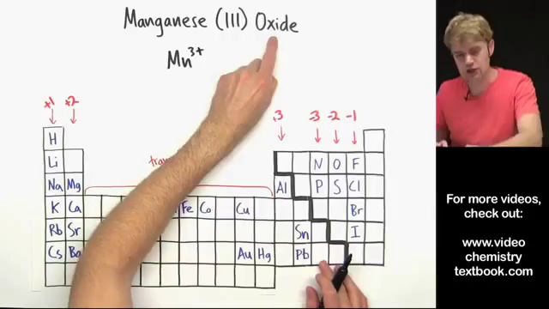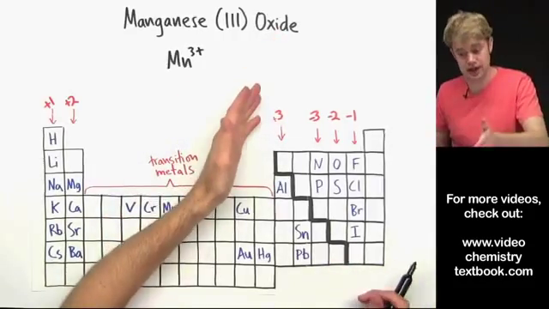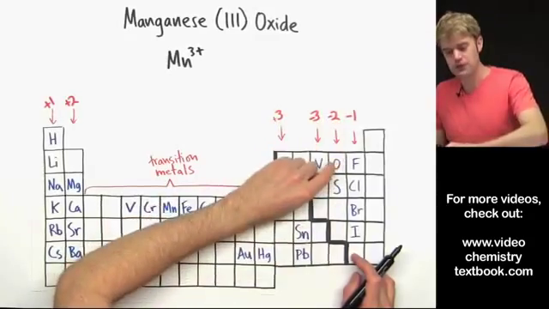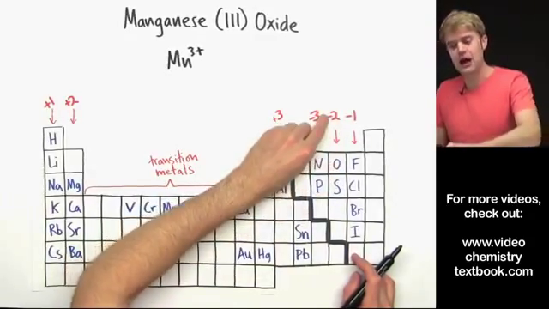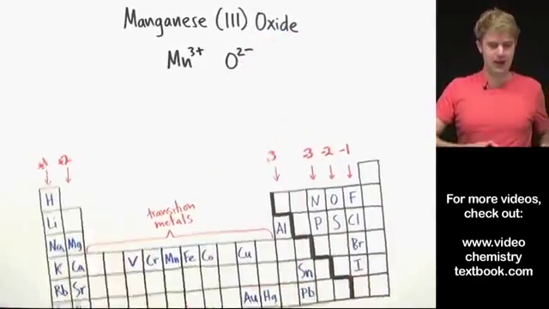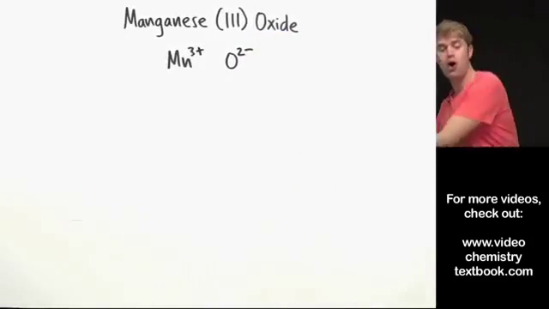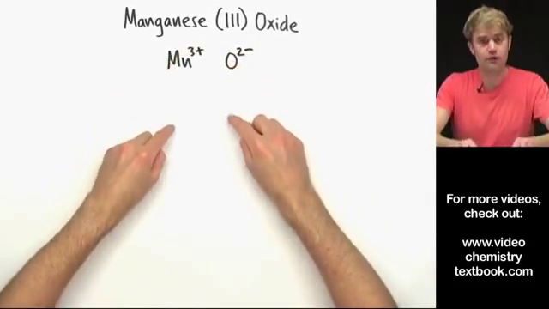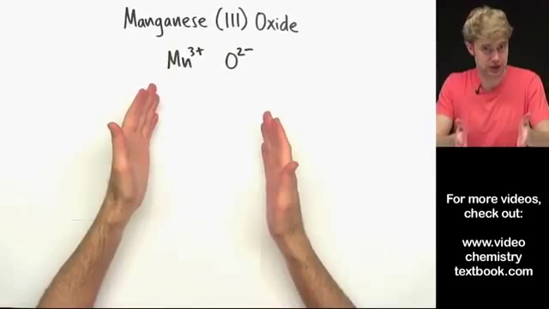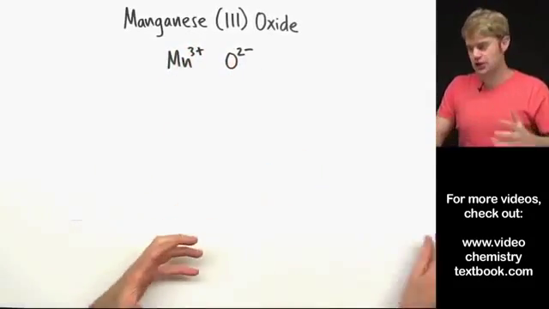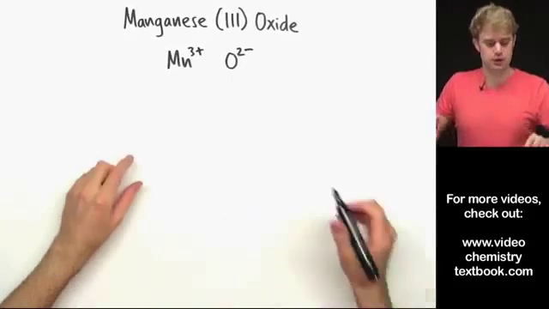Now oxide is what we call oxygen when it has a negative charge. Oxygen is in this column here, which means that in an ionic compound, it has a charge of 2-. So we got Mn 3+ and O 2-. We want to add one or more of these elements so that the charges cancel. Now when we have a 3 and a 2, there's a little strategy here that you might know. Here's how we do it.